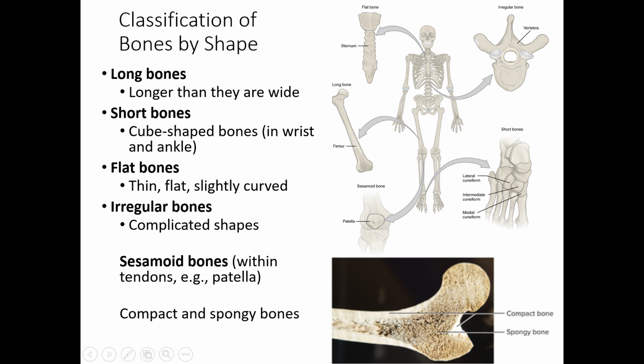Next one. There are 2 types of bones by structure: compact and spongy bones. Compact bone is strong and very dense. And then spongy bone, it's just literally spongy. That's how it looks. Look, it is not dense. It's not so strong. So that is by structure.